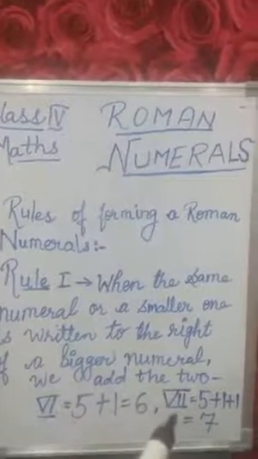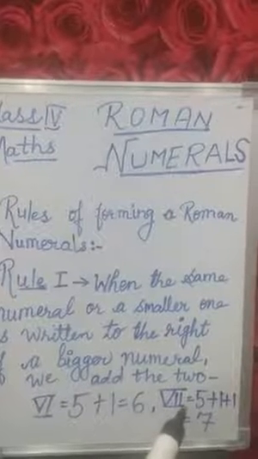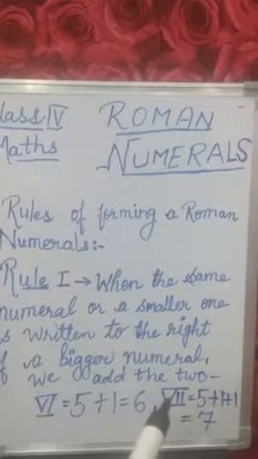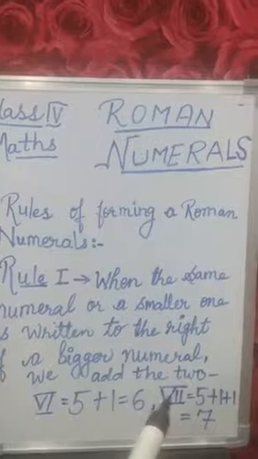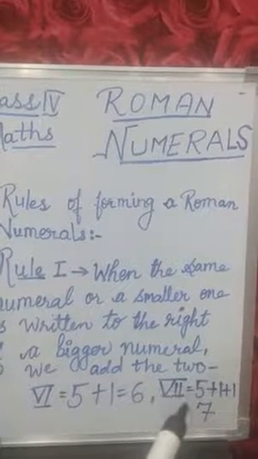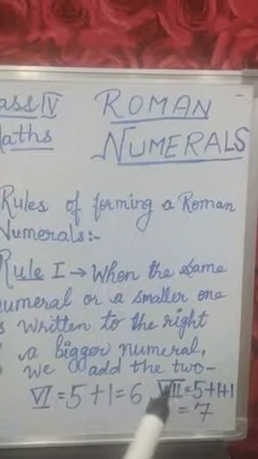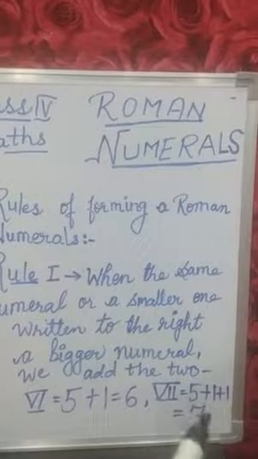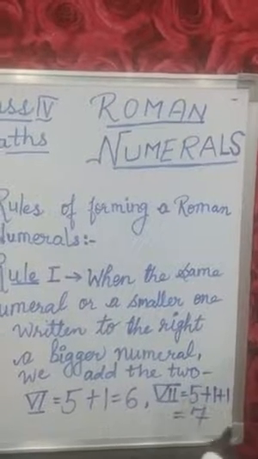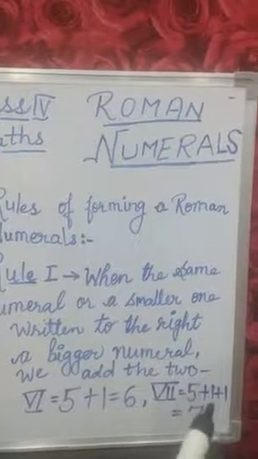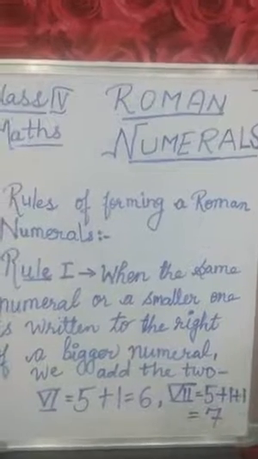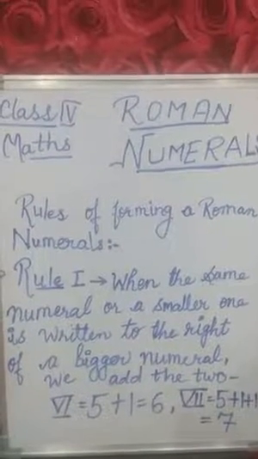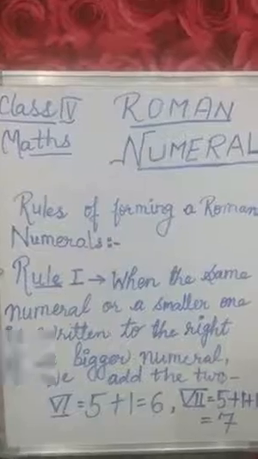Okay. Now 7. Let's take another example. Another example is of 7. So how will you write 7 in Roman numerals? VII. Okay. So value of V is 5. Value of I is 1. And value of the other I is again 1. So 5 plus 1 plus 1 is equal to 7. Clear all of you?